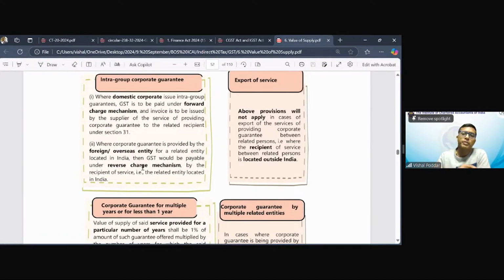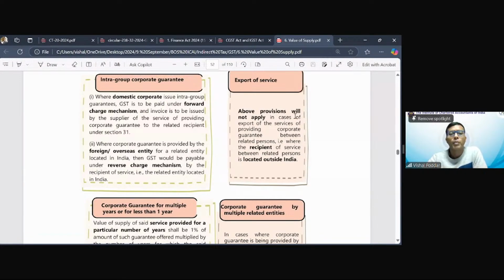Where vice versa happens, where for an Indian company, some foreigner is standing as a guarantee, in that particular case, tax would be paid under reverse charge because the foreigner is outside India, the supplier is outside India, so the tax is payable by the recipient because it becomes import of service.